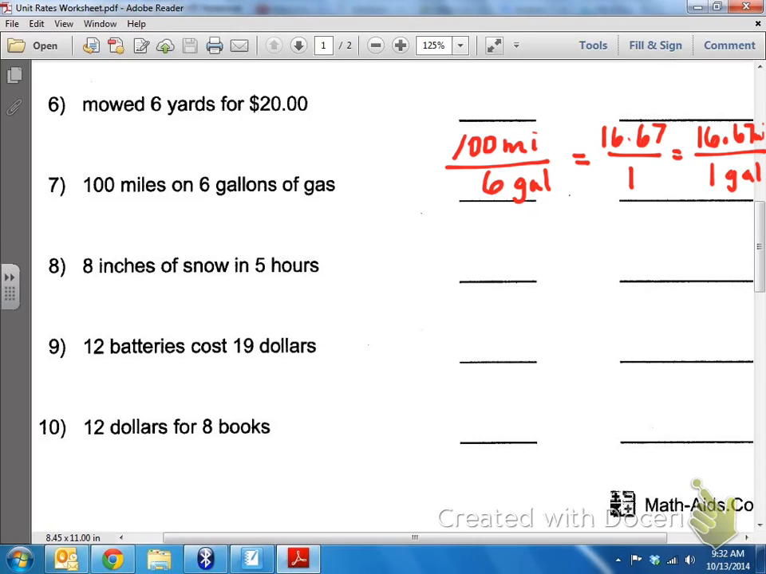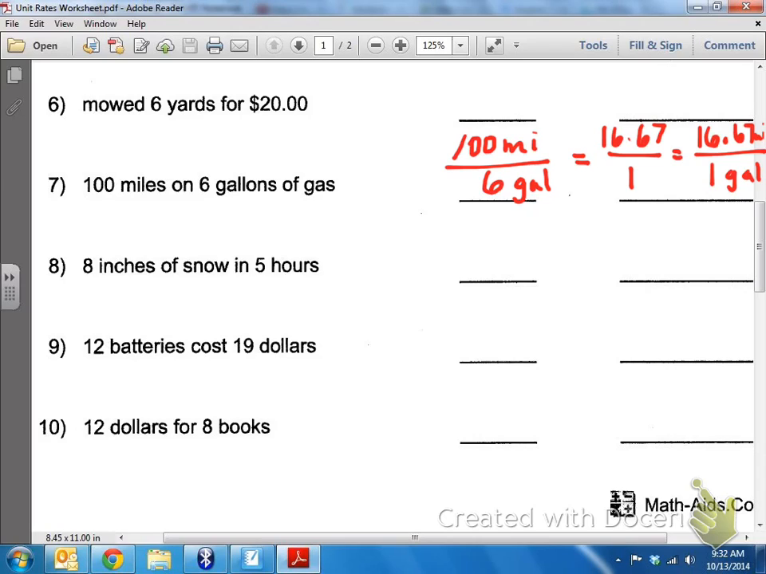Making that into sense of the problem, we change this to 16.67 miles per 1 gallon. Okay? And another way to look at it, typically, the bigger number when it comes to unit rates will go on top. Typically. Not always, but typically. So in this case, 100 miles is bigger than 6 gallons, so we find the unit rate that way. Typically, the bigger number will go on top. That's not always true, so that's why I'm teaching you the ways that we usually say things.